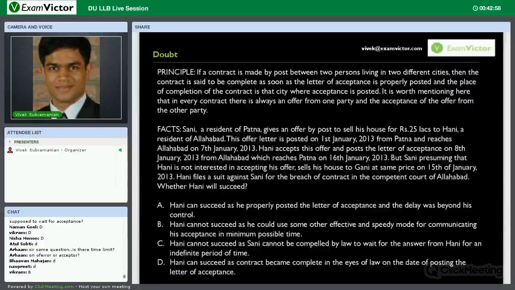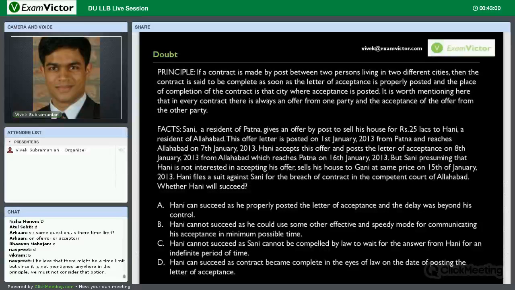Yes, there are certain questions from the participants. Lopreet is saying, I believe that there might be a time limit, but since it's not mentioned anywhere in the principle, we must not consider it. Some people are asking what should be the time limit for acceptance, or for that matter, how long should the person who is making the offer wait for the acceptance.